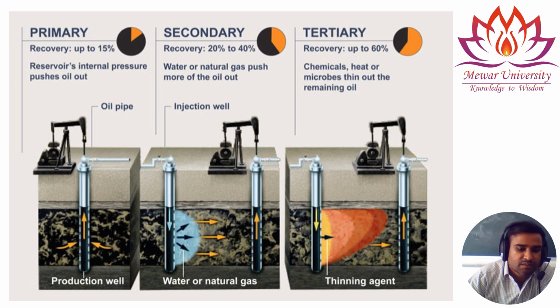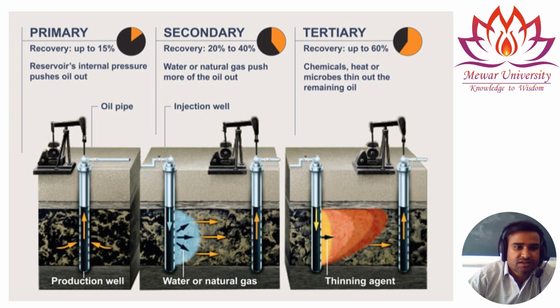When the natural pressure is drawn down and oil is not able to flow by its own pressure, then you are using the sucker rod pump. And once there is no pressure within the reservoir, then you are using some natural drive, that is water or natural gas. You can see one injection well is here. You are injecting some water, and this water is pushing the oil through the reservoir and it comes in through the production tubing to the well and is produced.